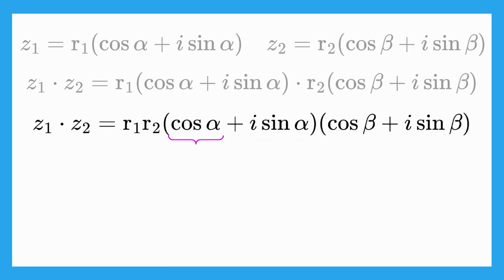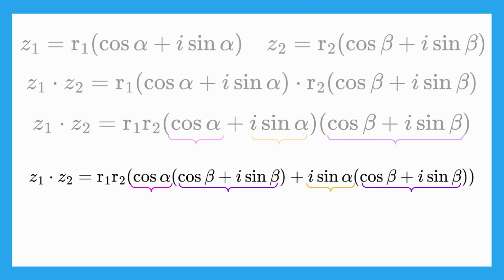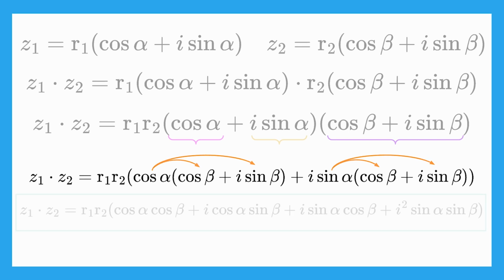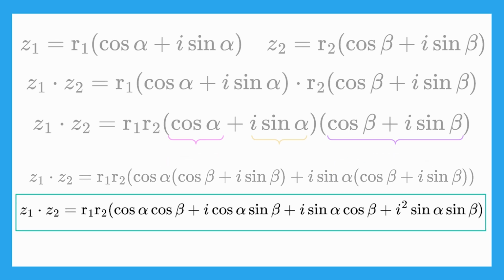My first distribution step is to multiply each term in the first binomial by the entire second binomial. Then my second distribution step is to distribute cosine alpha and i sine alpha into these binomials. The result is r1 times r2 times cosine alpha cosine beta plus i cosine alpha sine beta plus i sine alpha cosine beta plus i squared sine alpha sine beta. Pause your video now if you'd like to review any of these steps before moving on.